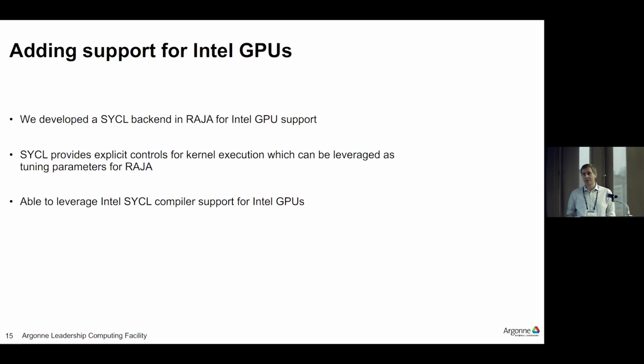Also, we had some decisions. There are a few different programming models that are supported for Intel GPUs. We decided to go with SYCL just because it's very explicit. And with RAJA, we want to have those tuning parameters be exposed. So it's a natural fit to go with SYCL because you're already having to control everything anyways. Since we want to expose that, we're going to be controlling it.